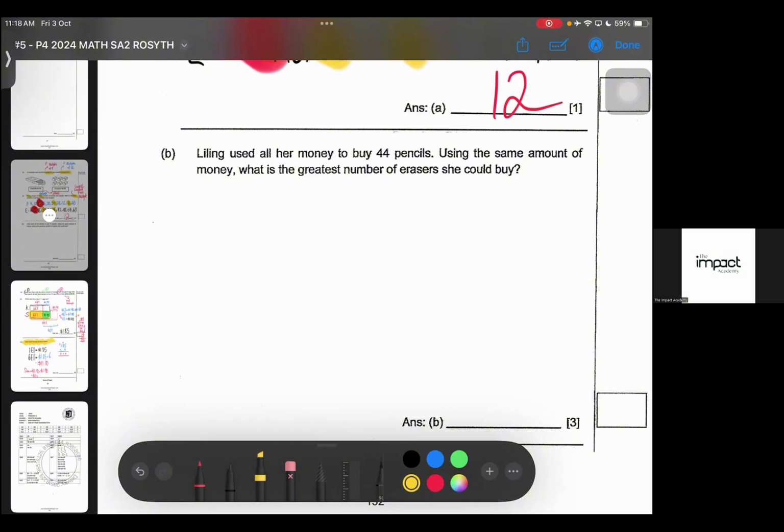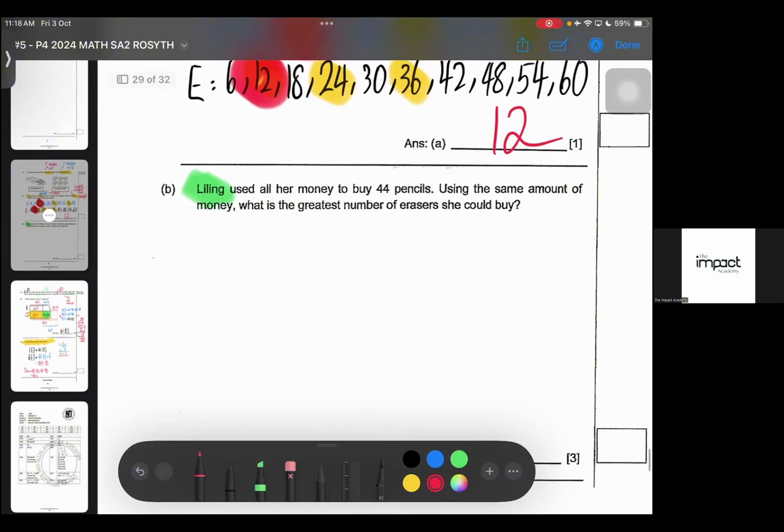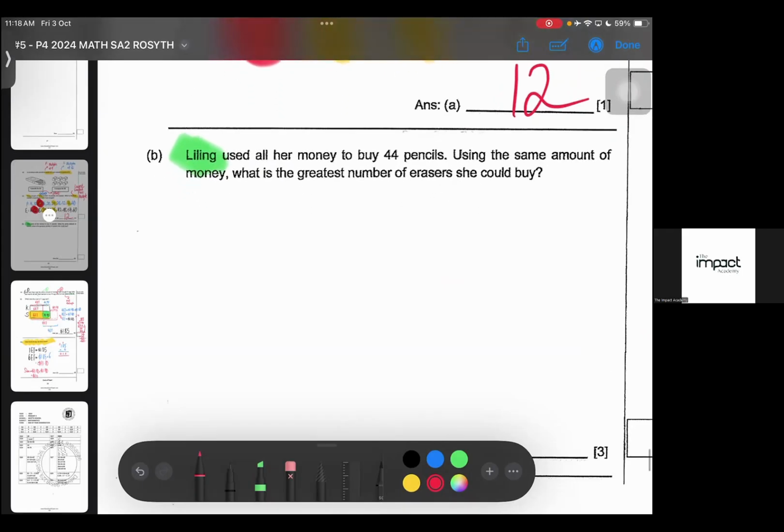What did this person do? It's no longer Henry, but Mary, right? She used all her money to buy how many pencils? 44 pencils. Can she buy 44 pencils? Okay, let's all write this down. Why is it that she can buy 44 pencils? 11 packs. Very good. Because in one pack, how many pencils? 4 pencils. Everyone write this down together with me.